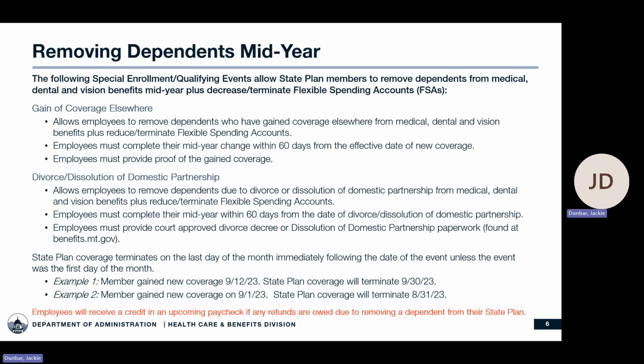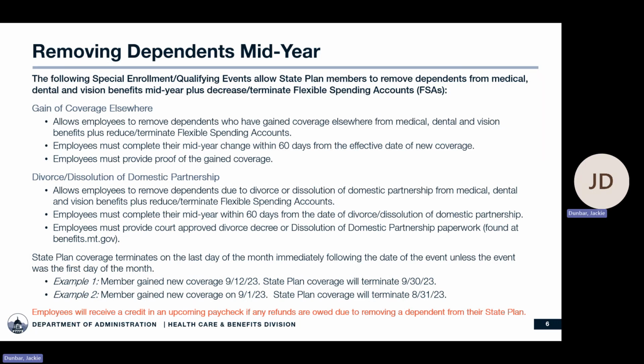State plan coverage terminates on the last day of the month immediately following the date of the event unless the event was the first day of the month. In example 1, if a member gained new coverage on September 12th of 2023, state plan coverage will terminate on September 30th of 2023. In example 2, if a member gained new coverage on September 1st of 2023, the state plan coverage will terminate on August 31st of 2023.